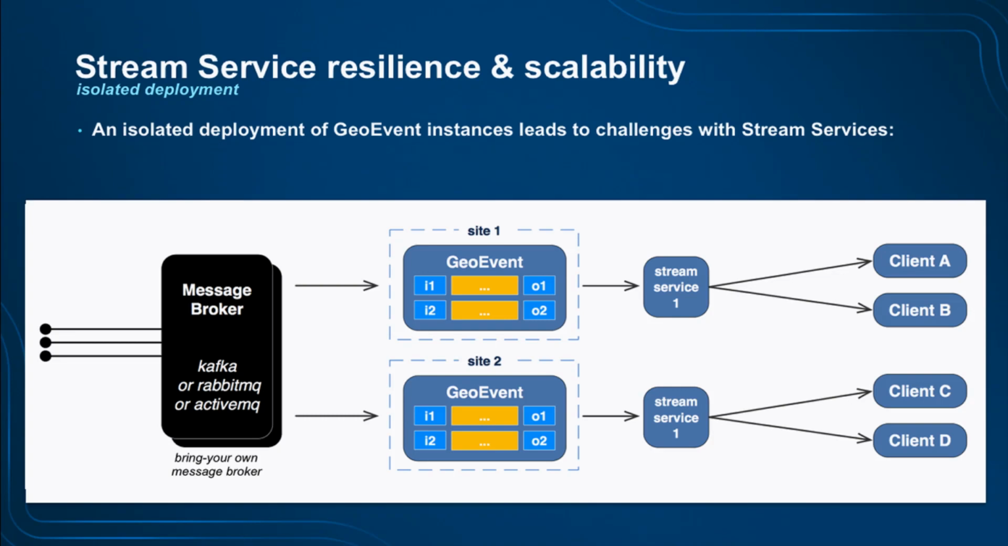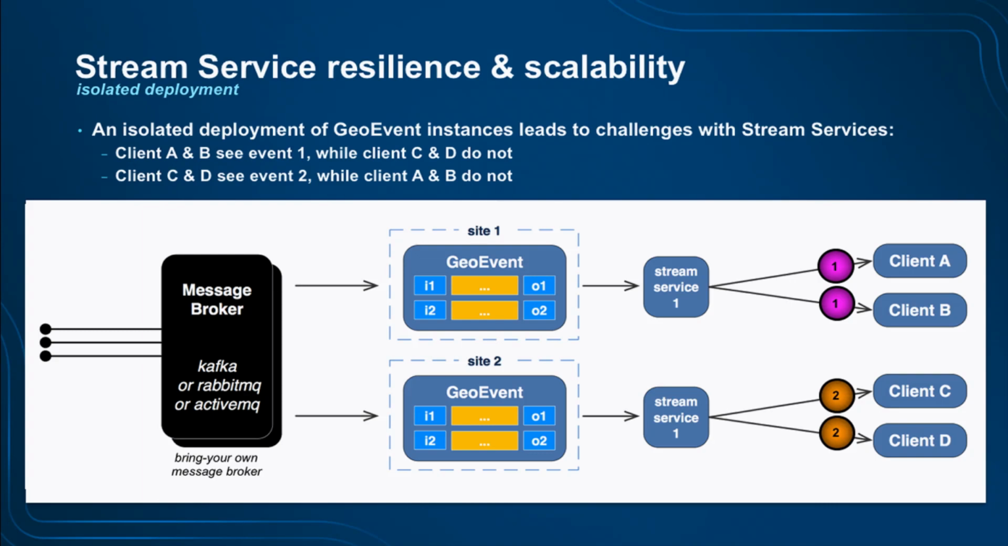An isolated deployment of GeoEvent leads to some challenges with stream services. Stream services are a capability of the platform, but fundamentally they're connected to a GeoEvent. GeoEvent is the provider of the stream services. So when a client connects, if it's a JavaScript client or whatever the client is, it connects to a stream service and gets a WebSocket connection into a GeoEvent container. When data flows through, event 1 gets passed through, but if my clients C and D are connected to that same stream service with the same name, same everything, but it went to that other machine, they don't get number 1. That depends on how you've configured your message broker. So if 2 comes through, these guys get 2.